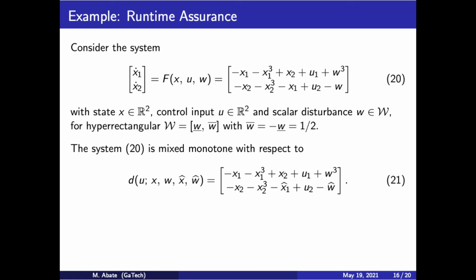Now I'm going to provide an example of the aforementioned runtime assurance results. We'll consider this non-deterministic polynomial system given by equation 20. There are two states, two control inputs, and a scalar disturbance that affects the system in both state dimensions. We'll assume that for all time W is greater than negative 1/2 but less than 1/2. This system 20 is mixed monotone with respect to the decomposition function given by equation 21, and you can use this decomposition function to then construct the embedding system relative to the initial system.